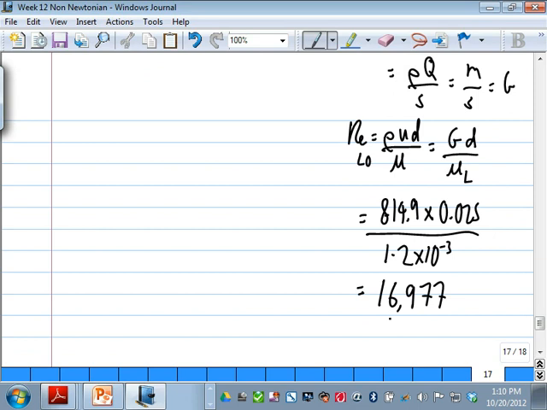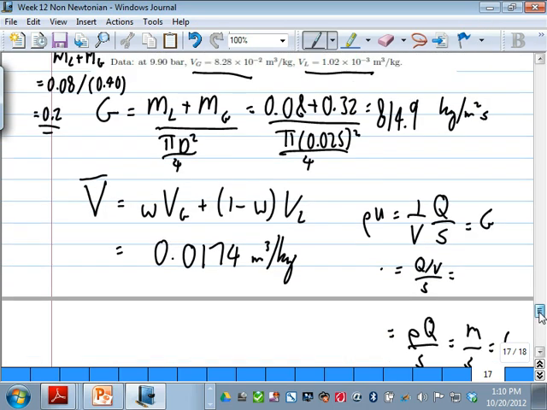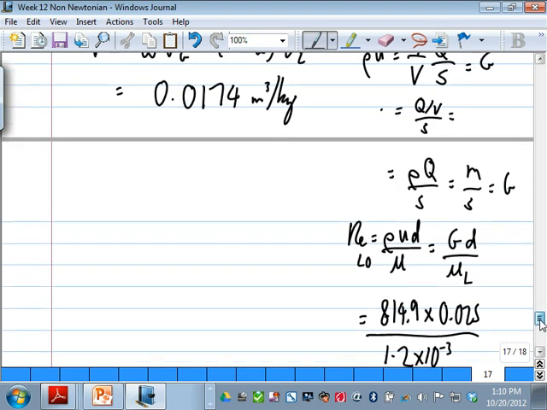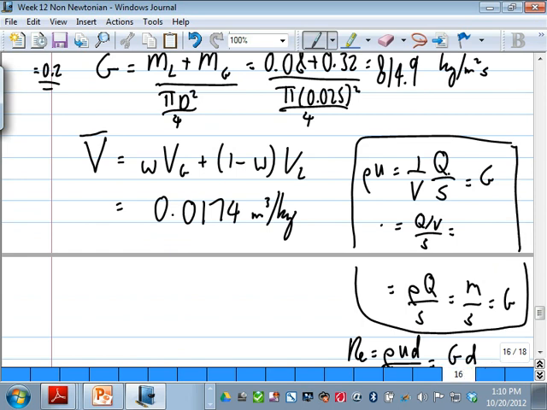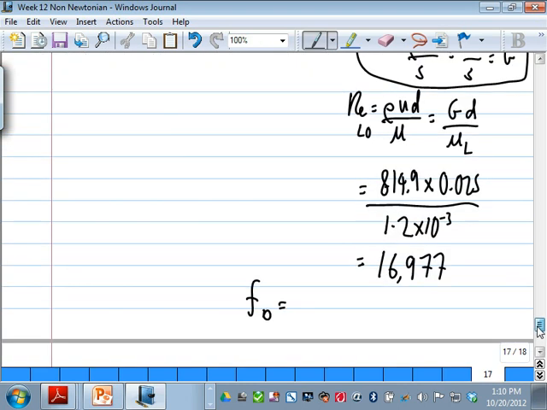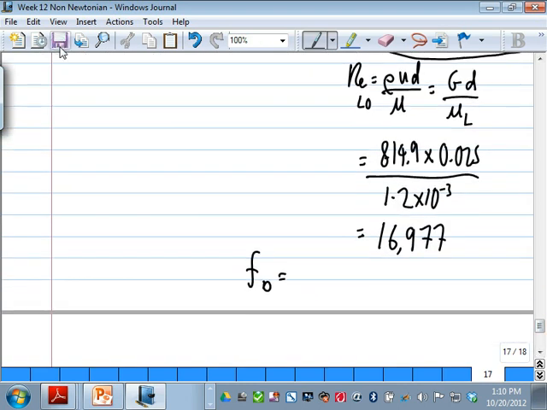Okay, so then we look up the Moody chart for F Darcy. Everyone following so far? If you're confused about this calculation, this is just to show that rho U can be replaced with G here. F Darcy, save this one.